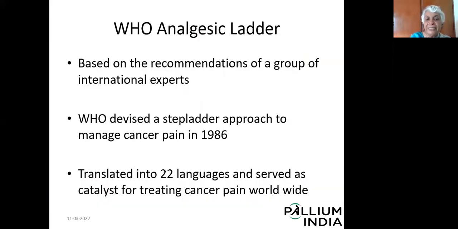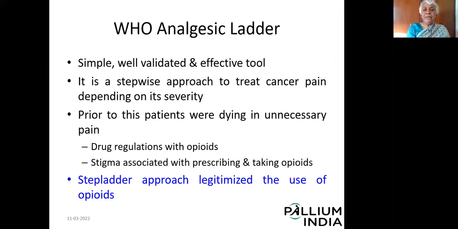Now, the WHO analgesic ladder was devised over 30 years ago, based on the recommendations of a group of international experts. Their target was how to manage pain, and particularly cancer pain. Subsequent to its introduction in the mid-80s, it has been translated into 22 languages and has served as a catalyst for treating cancer pain worldwide. It is a very simple, well-validated and effective tool, a stepwise approach to treat cancer pain depending upon the severity or intensity of pain.